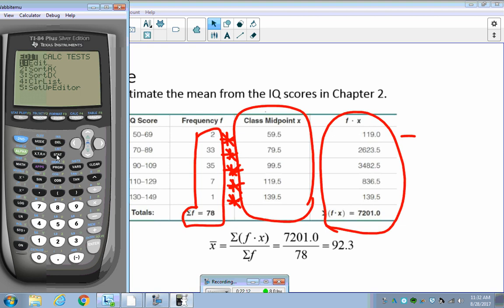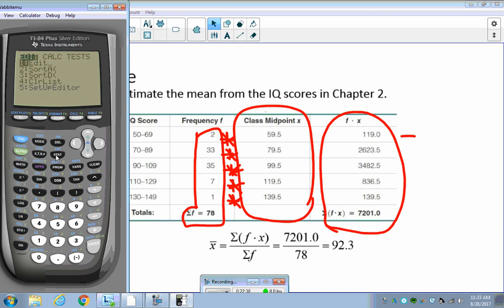If you have a new calculator, or you've had a calculator that maybe you haven't used for a while, or you borrowed it, it wouldn't be a bad idea just to press number 5 to set up the editor and hit enter. Because if not, our lists might not be there. Okay? You don't have to do that every time. You just need to do that at the beginning. So once you've done it, you should be set.